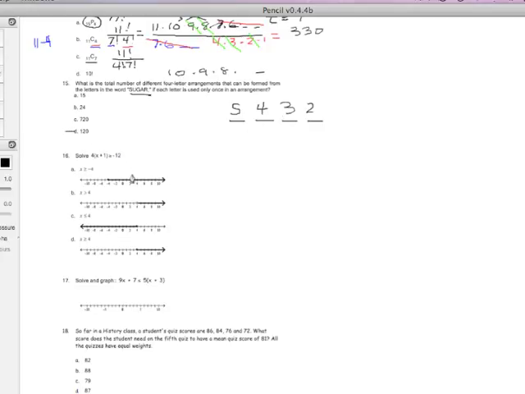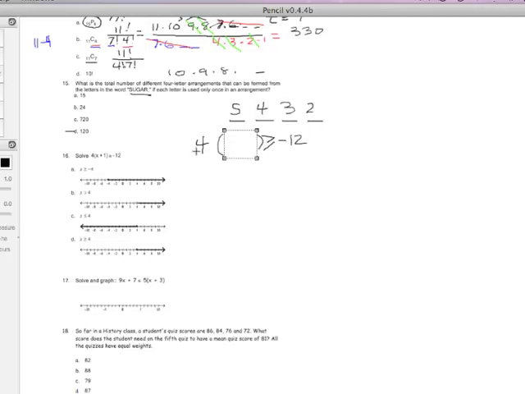Solve 4x plus 1 is greater than or equal to negative 12. So a lot of people are going to want to distribute this 4 out here. But what I like to do is, let me write this 4x plus 1 is greater than or equal to minus 12. Okay, let's do it this way. I'm just going to delete this part, and we'll just talk about some mental math here.